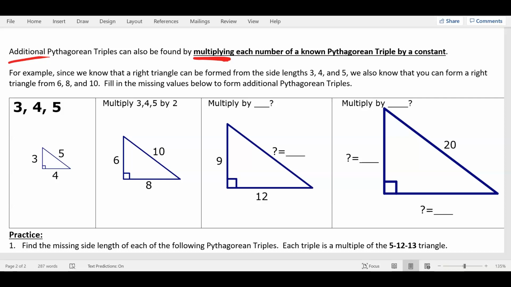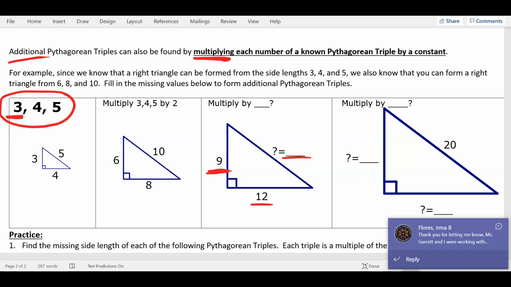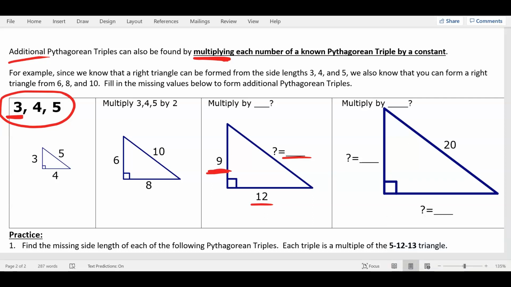Now what if I see something that looks like 3, 4, 5 is a multiple, but I'm missing one? So here's the question. 9, 12, blank. What is it being multiplied by? So we start with 3, 4, 5, and I end up with 9, 12, something. So for 3, how do I get up to 9? What do you multiply by to get from 3 up to 9? 3, right? Multiply by 3. So 3 times 3 is 9. 4 times 3 is 12.